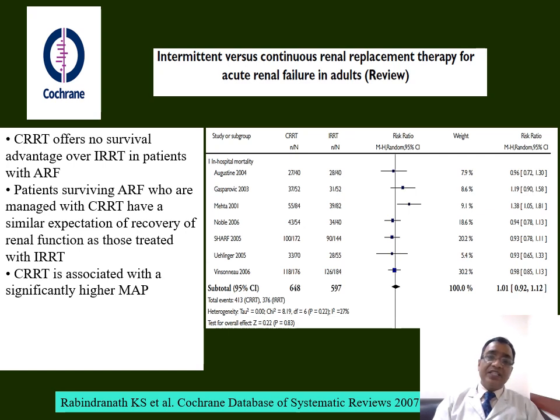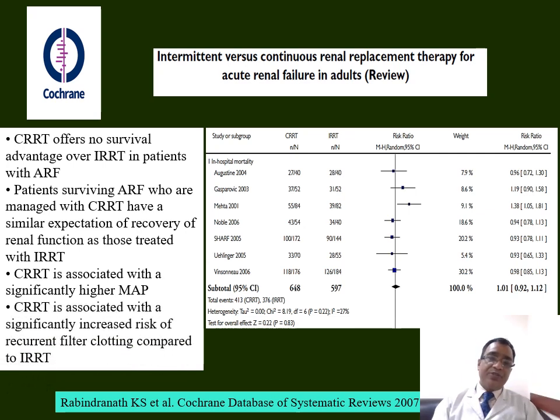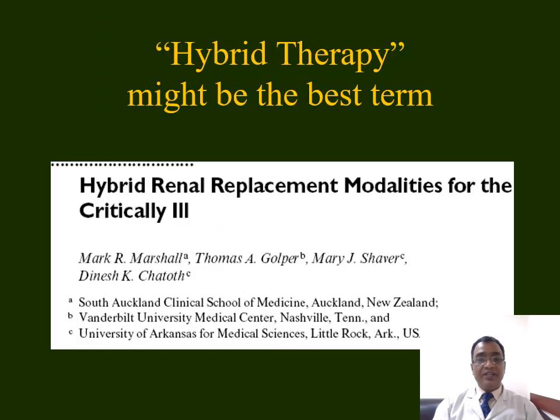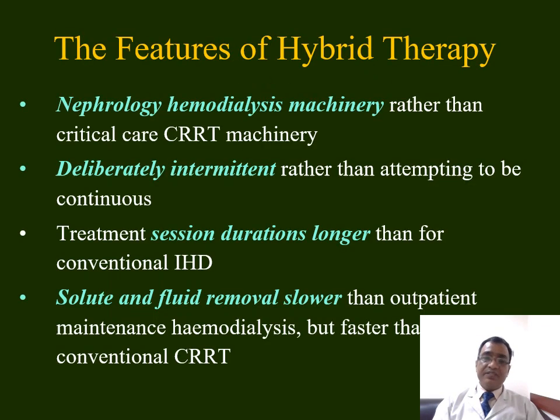CRRT is associated with a significantly higher mean arterial pressure. So this is very sure. Relatively, they have more blood pressure during the renal replacement therapy, and CRRT is associated with a significantly increased risk of recurrent filter clotting compared to intermittent RRT. So what could be a solution for that? The hybrid therapy may be best.